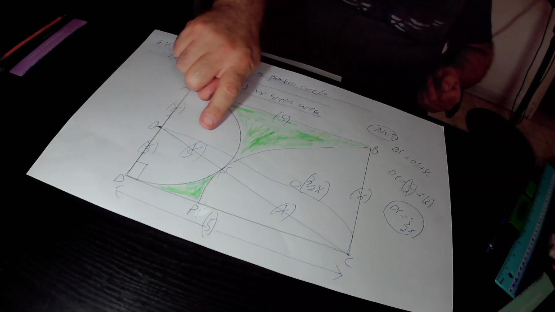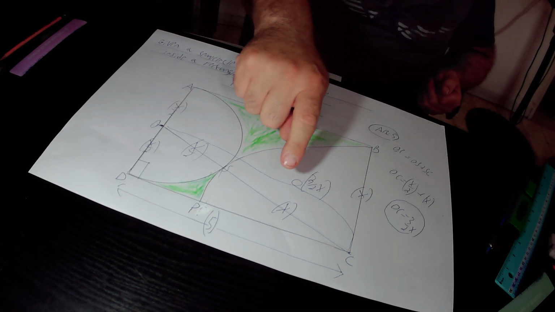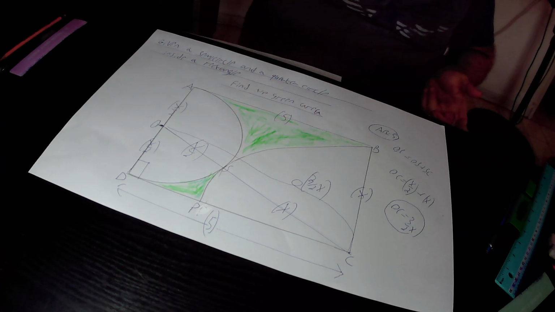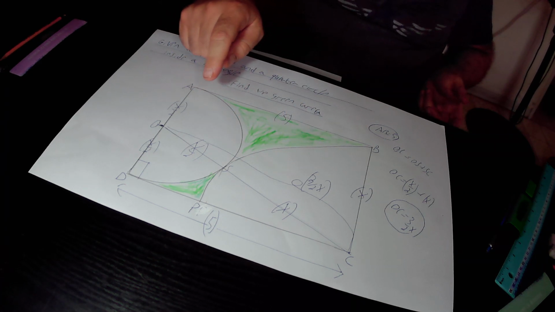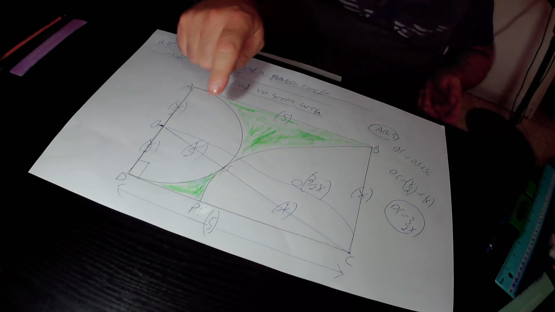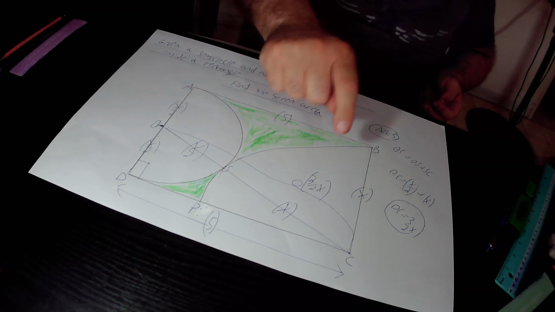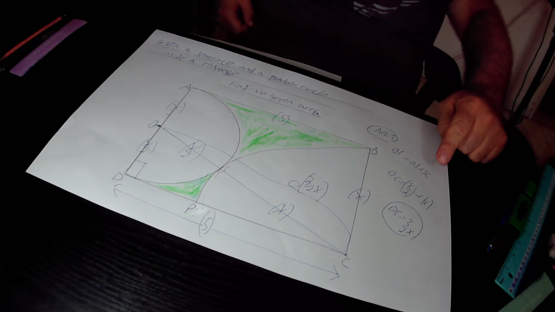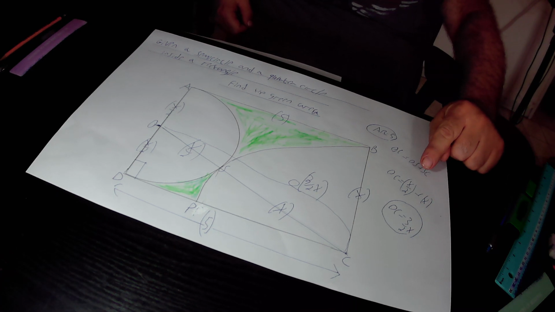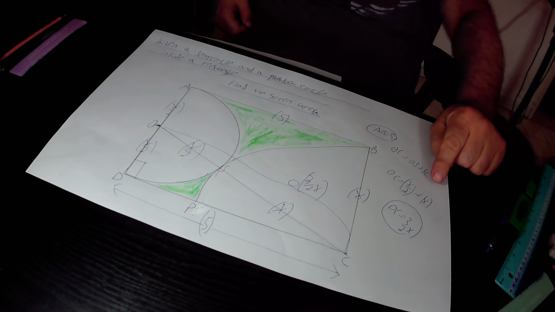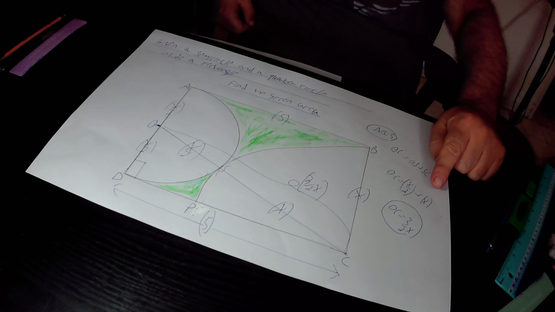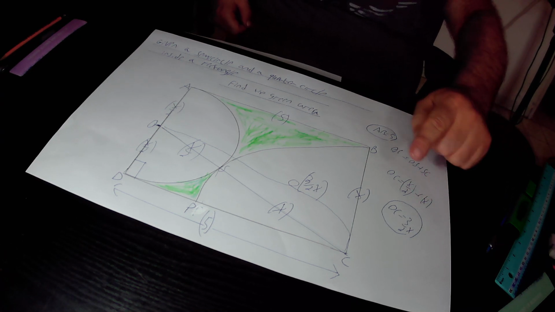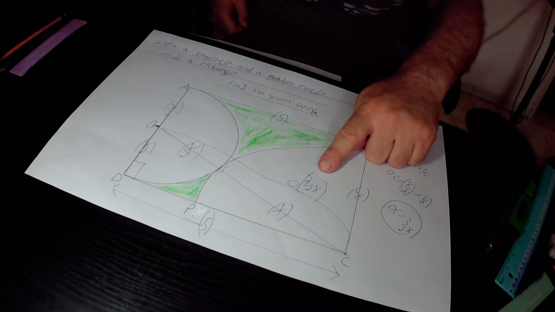OS is the radius of this semicircle, that is equal to x over 2. SC is the radius of this quarter circle, that is equal to x according to our definition. So in total, OC will be equal to x over 2 plus x. X over 2 plus x equals 1.5x or 3 over 2 x. So we found out that OC equals 3 over 2 x units in its length.